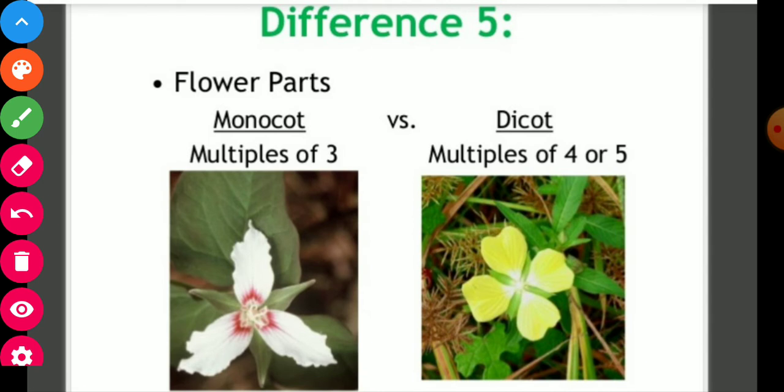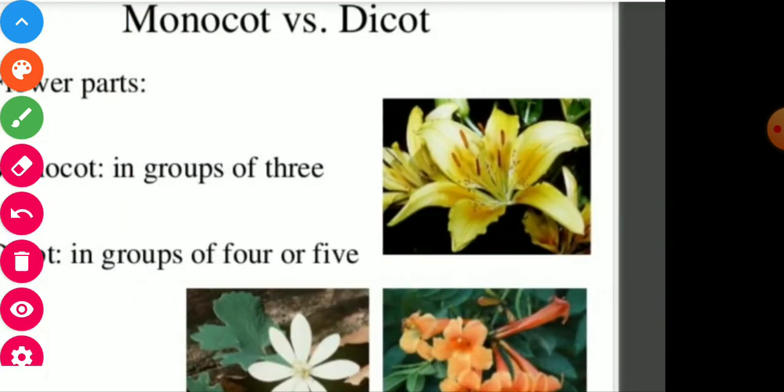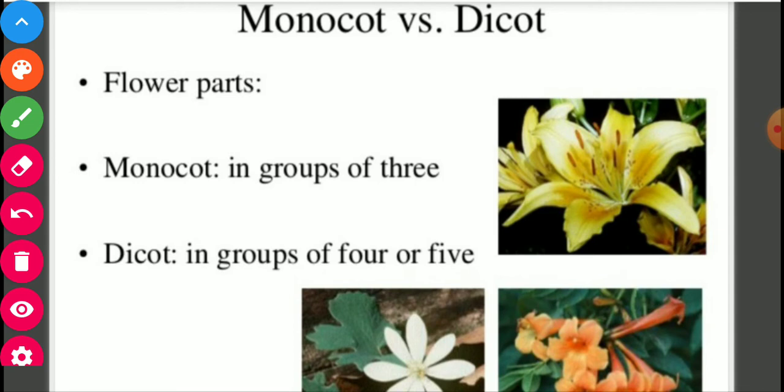Difference number 5. On the basis of the flower parts, petals. So see here, in monocot the petals are in multiples of 3, but in dicot they may be in multiples of 4 or 5. See here, this shows the dicot plant and this shows the monocot plant. See the flower pattern, monocot in groups of 3, that I have shown in the previous slide also, and if in groups of 4 or 5, then it is dicot. If 3, it is monocot.